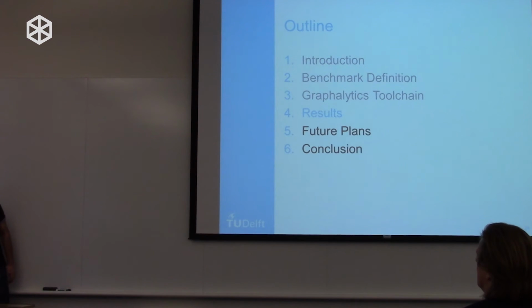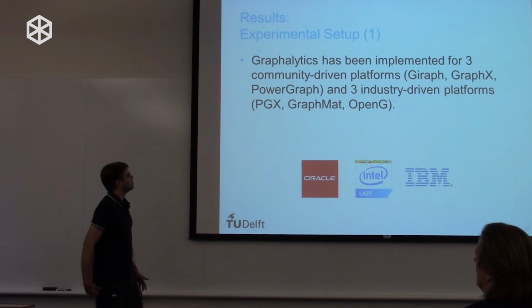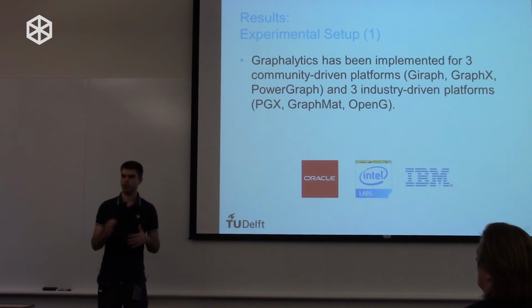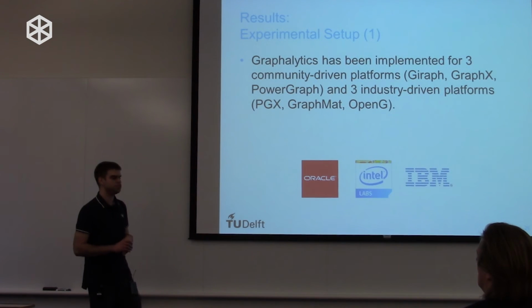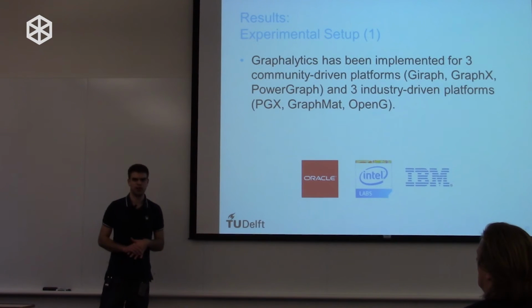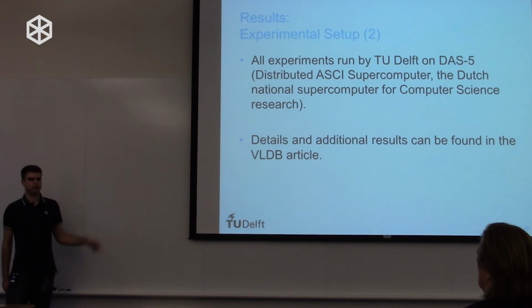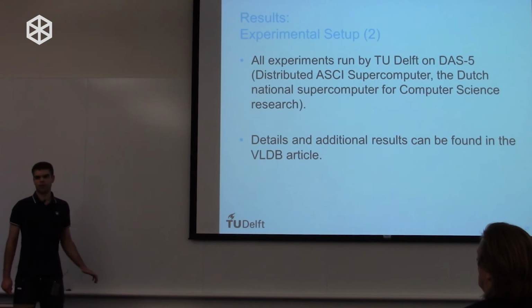So just to give one example of the results we got in our VLDB submission, we implemented Graphalytics on 6 different systems. At TU Delft, we implemented the benchmark for Giraph, GraphX, and PowerGraph, which are 3 community-driven open source systems. And the implementations for PGX, GraphMat, and OpenG were provided by Oracle, Intel, and IBM respectively. All these experiments were run on a supercomputer in the Netherlands, which we at TU Delft have access to, so we did our own auditing, let's say.